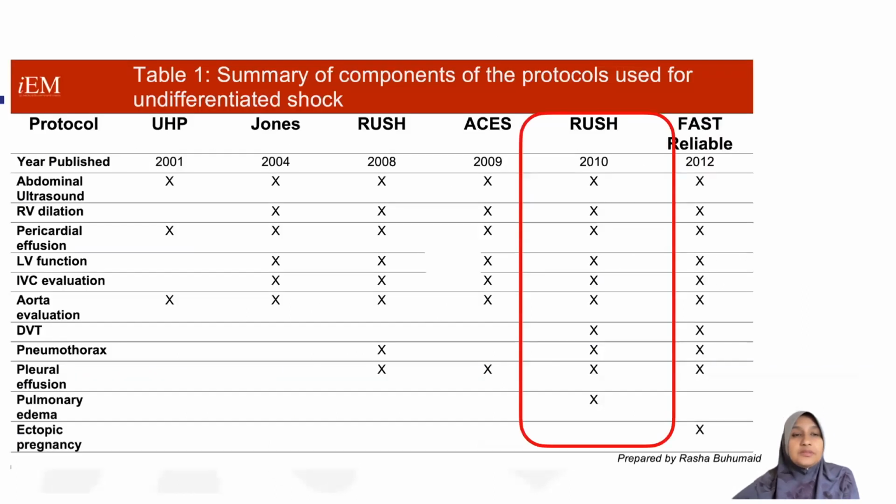So this is an example of multiple algorithms that have been produced worldwide. As you can see, RUSH was produced initially in 2008, and it was updated in 2010. ACES was produced in 2009. So among all, RUSH is one of the algorithms that is quite comprehensive in diagnosing multiple diagnoses in patients with undifferentiated shock.